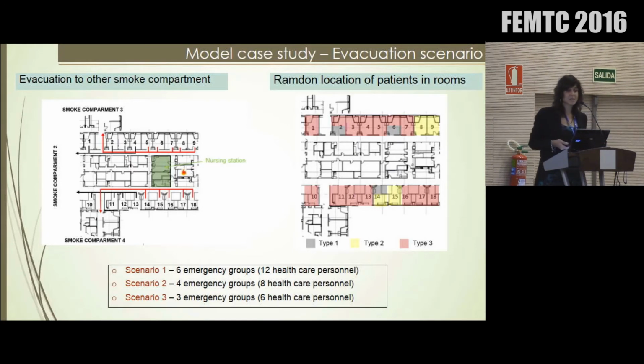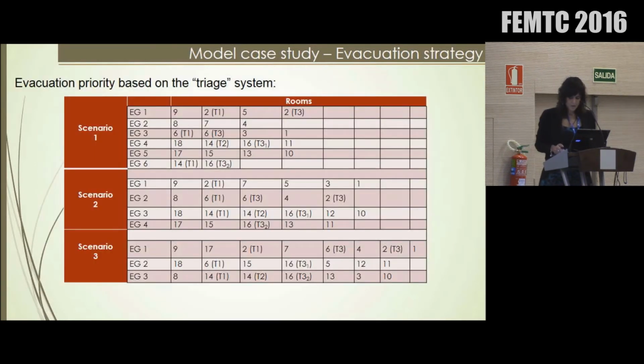So we are simulating 3 different scenarios. The first one, we simulated 6 emergency groups. As I said, we are assuming that 2 healthcare personnel will be assisting every patient. Scenario 2 with 4 emergency groups, and scenario 3 with 3 emergency groups. Based on the location of the patient, the location of the fire, and also the triage system, this table shows us the evacuation strategy for every scenario and for every emergency group.